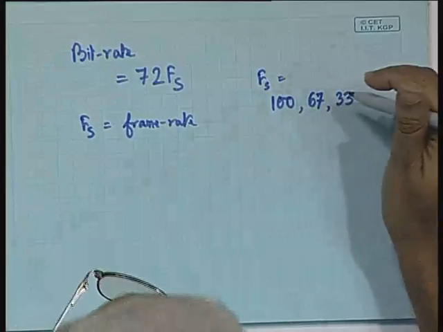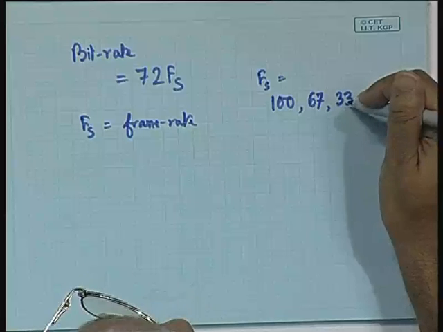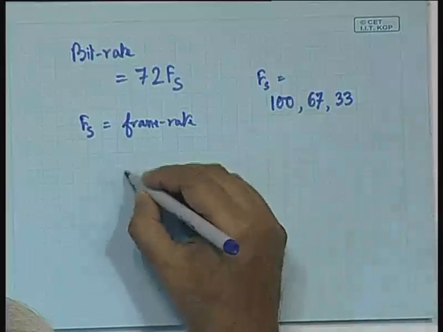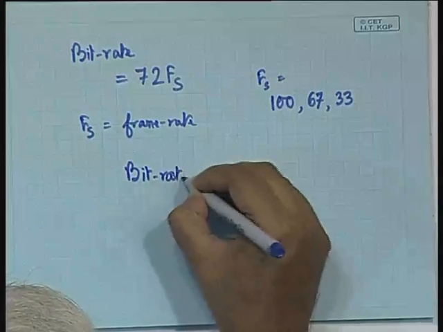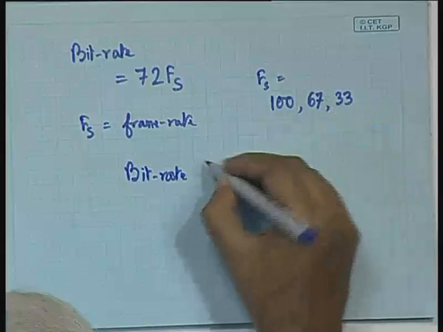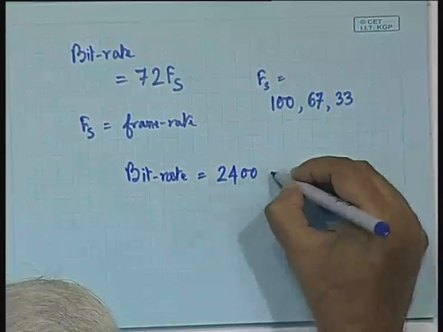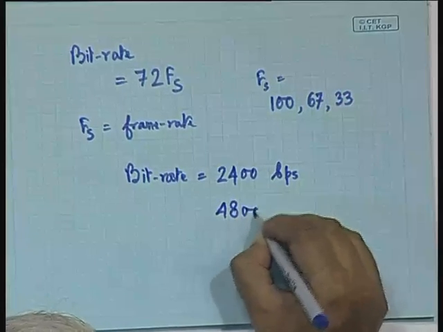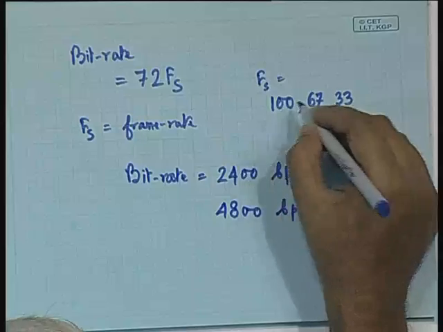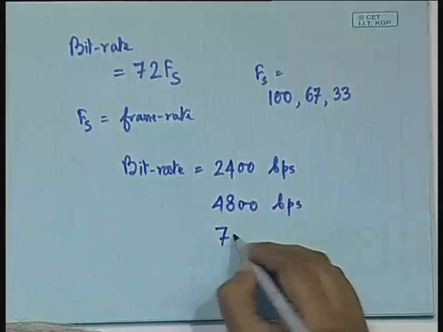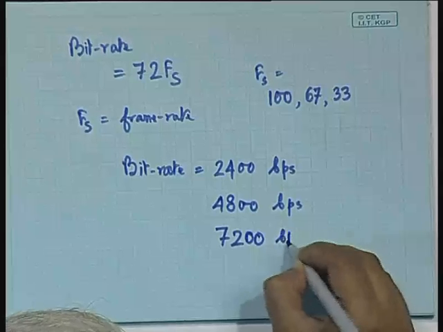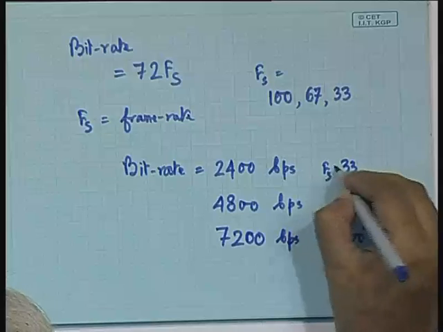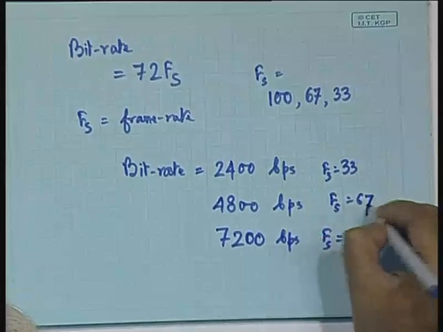So if you take the lowest value of the frame rate, let us say 33 frames per second, in that case we are going to have a bit rate equal to 72 into 33, and that leads to 2400 bits per second. Using 67 it leads to 4800 bits per second, and using 100 it is simply 7200 bits per second. So this is with fs equal to 33, this is with fs equal to 67, and this is for fs equal to 100.